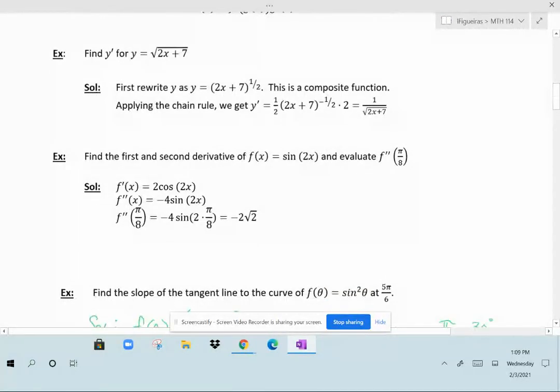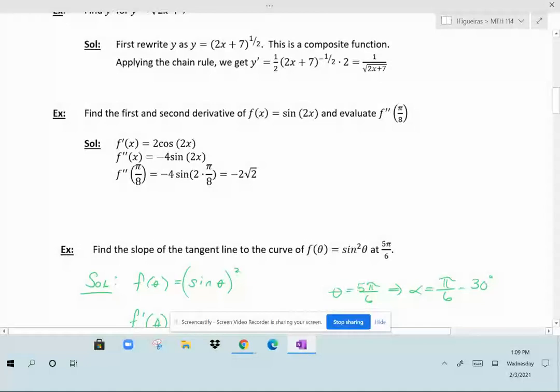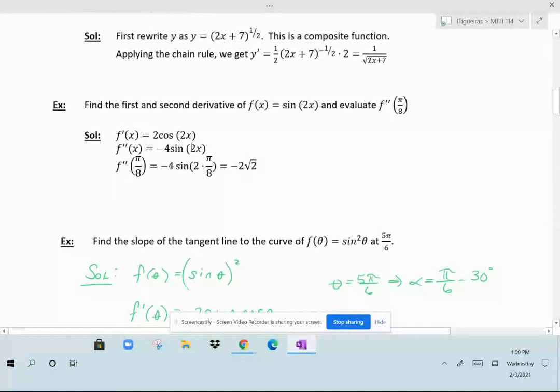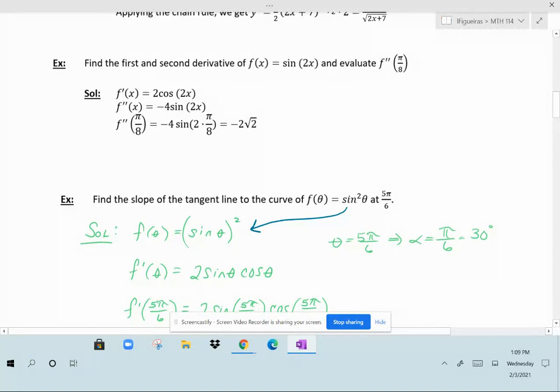All right, so let's see, what's next? We want to find the slope of the tangent line to the curve of f of theta equal to sine squared of theta at 5 pi over 6. Remember, sine squared of theta could be rewritten as sine of theta to the second power. So that might make it a little easier to recognize what's outer and what's inner. So squared is the outside part. The sine of theta is the inside part of the composite.